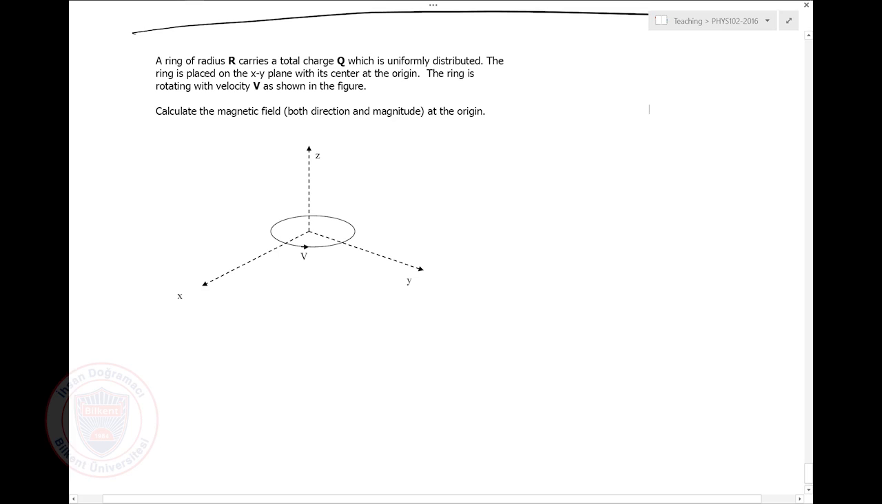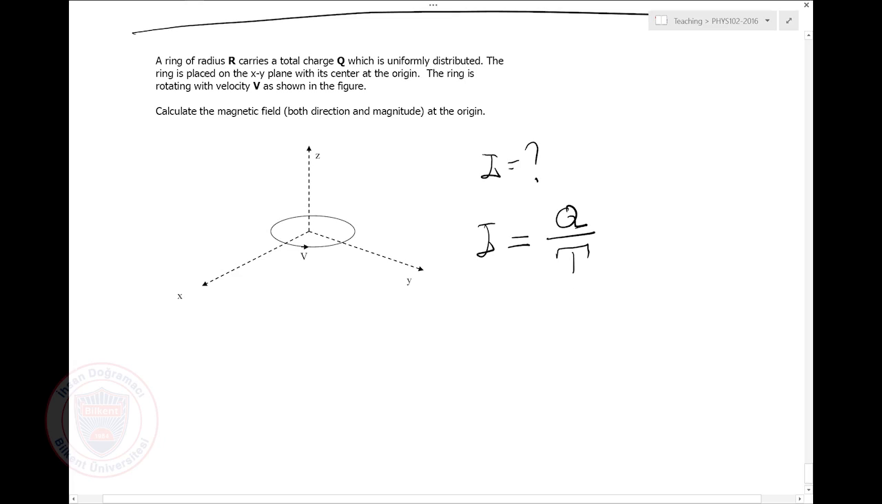Very quickly, I have charge Q on a ring of radius r, which is rotating. Each point on the ring is rotating with velocity v. So the first step is to calculate the current because of the motion of these charges. How did I define current? The definition of current was the total charge that's passing through some plane in unit time. So all of the charge Q in the ring would pass in one full rotation of the ring.